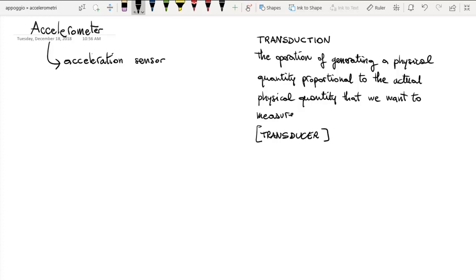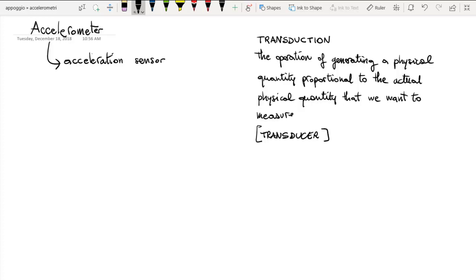In particular, we call it electrical transduction if the quantity of arrival is an electrical quantity. So if we are translating a certain physical quantity that we want to measure into an electrical quantity, we say it is an electrical transduction, and the associated transducer will be an electrical transducer.